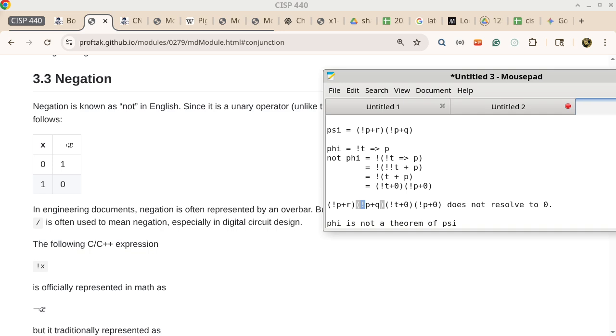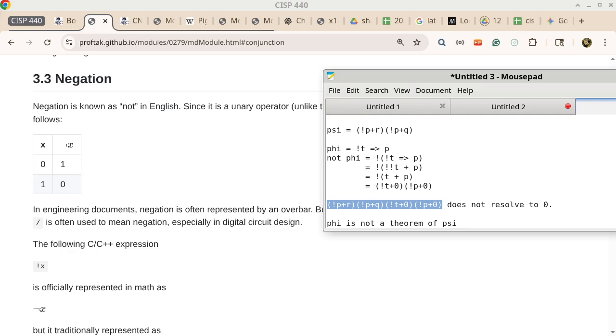So that means, oh okay, this whole thing is a gigantic conjunction that has four parts. The first part of the conjunction is not P or R. The second part is not P or Q. The third part is not T or zero, false. Not P or false is the last component. Okay, so are we good so far? Just in terms of the notation.